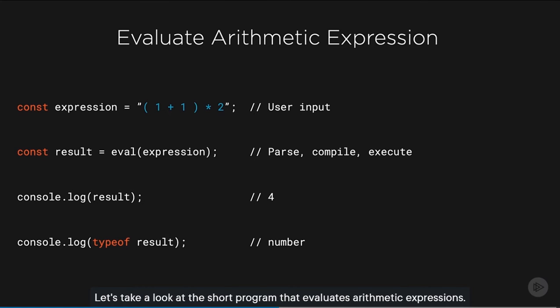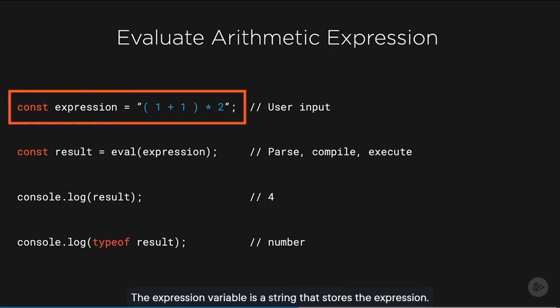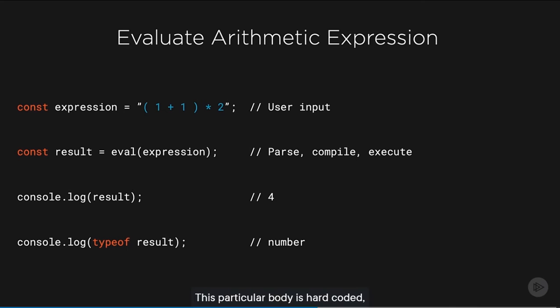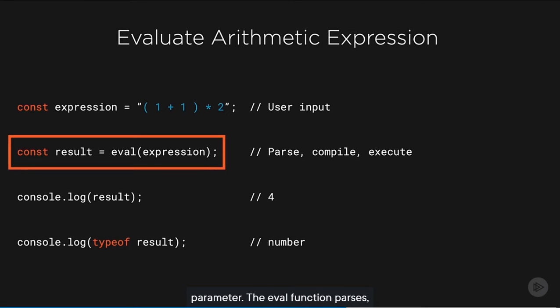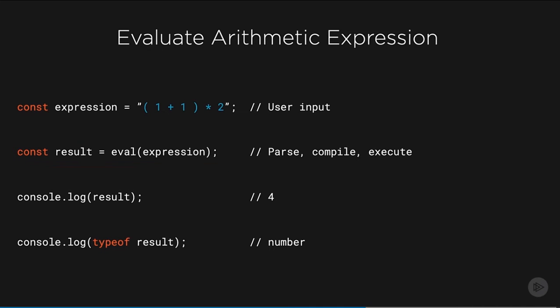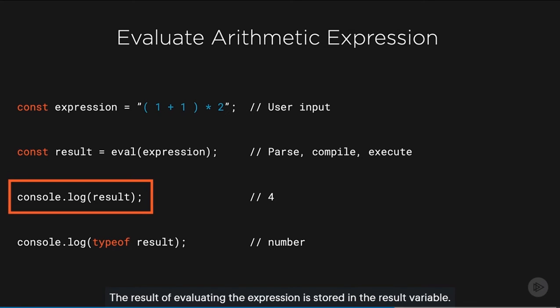Let's take a look at a short program that evaluates arithmetic expressions. The expression variable is a string that stores the expression. This particular value is hard-coded, but it could come from an HTML form or a command line parameter. The eval function parses, compiles, and evaluates the JavaScript expression from the variable. We will learn more about the eval function and its properties in the next clip. The result of evaluating the expression is stored in the result variable. The value of this variable is 4.